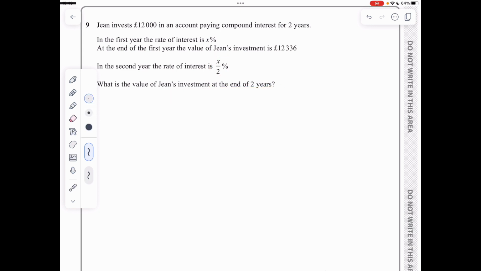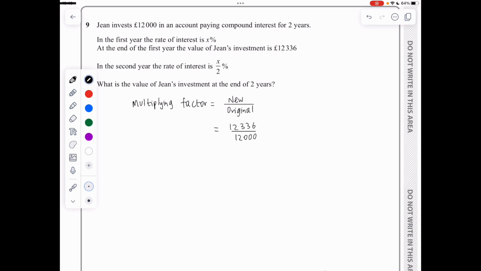I will start by reminding us that the multiplying factor is the new over the original. I'm concentrating on the first year. So at the end of the first year, it was 12,336. At the beginning, it was 12,000. This means that we're looking at a multiplying factor of 1.028, which corresponds to an increase by 2.8%. And therefore, we conclude that X must be 2.8.